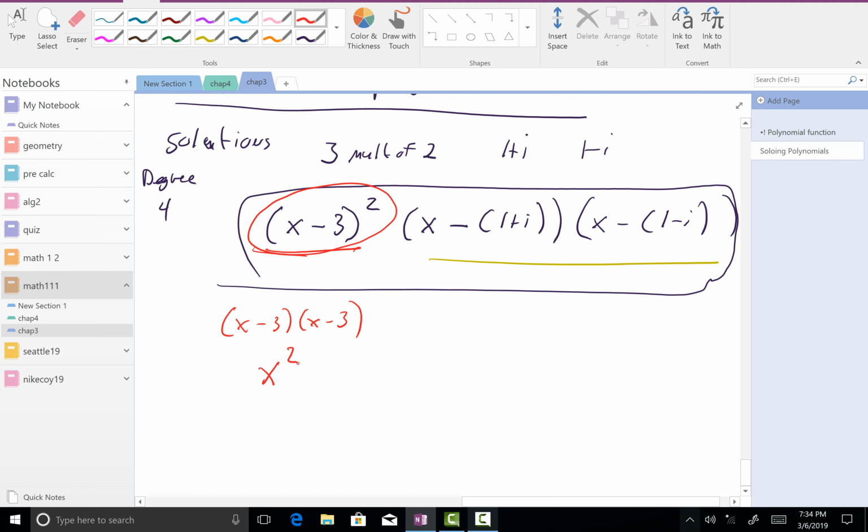x squared minus 6x plus 9. Okay, that one's done. Good job. All right, now we have to do this one.